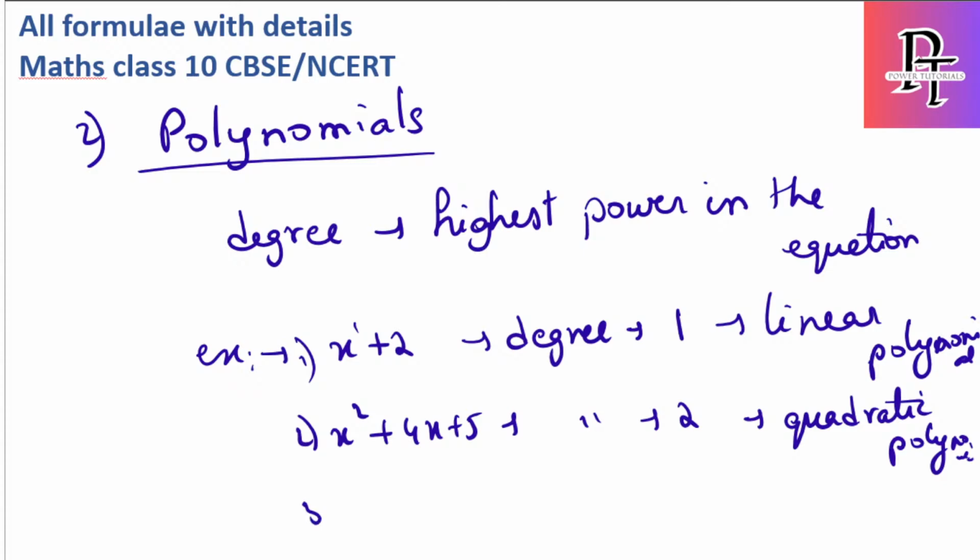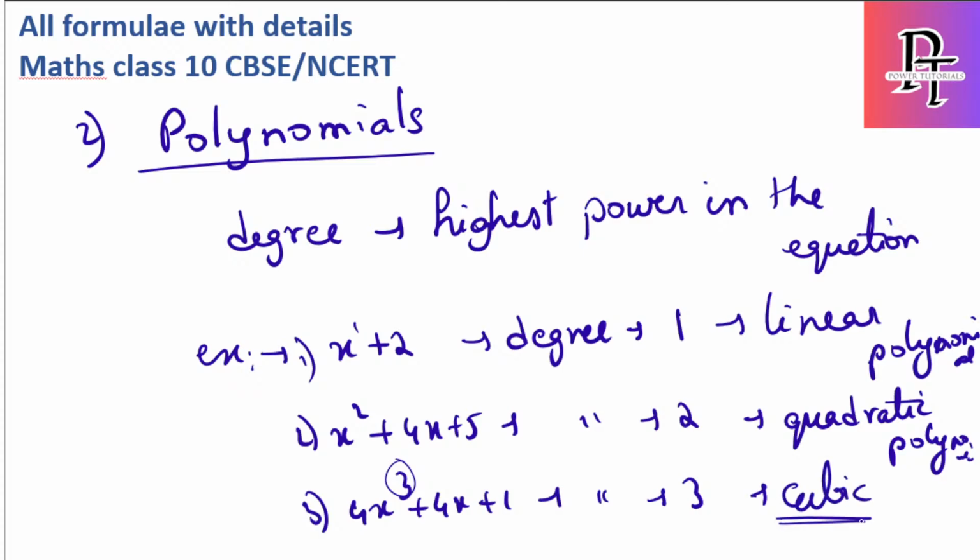Then we have the third one, which is a cubic polynomial. Here the highest degree should be 3. For MCQs, they will simply give you the equation and ask whether it is linear, quadratic or cubic. If the highest degree is 1, it is linear. If the highest degree is 2, it is quadratic. If the highest degree is 3, it is cubic. You have to remember all three.